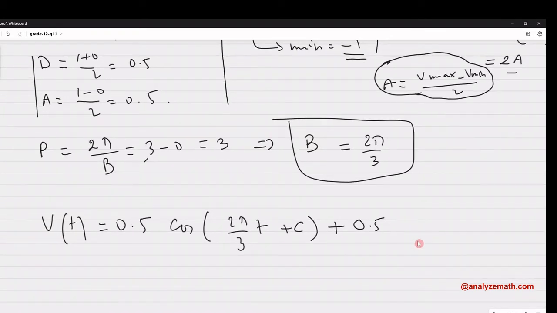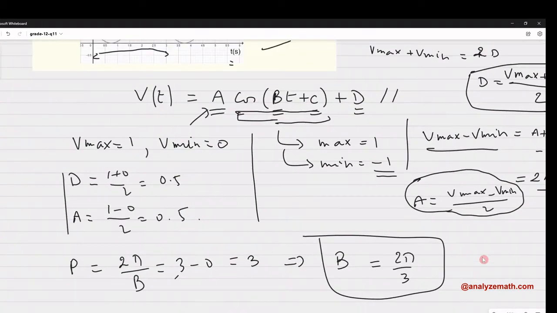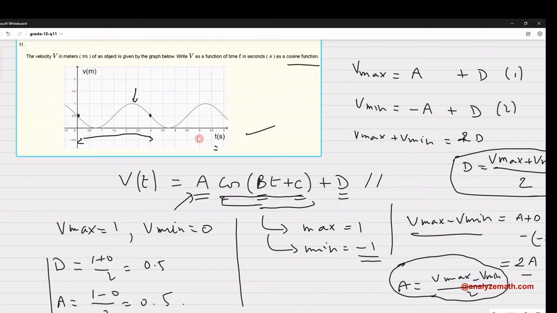Now, the way I'm going to find c, so we need to find c now. The way I'm going to find c is as follows. I'm going to go back to my graph and try to locate either a maximum or minimum. Both ways it gives you the answer. Now, let's work with the maximum.